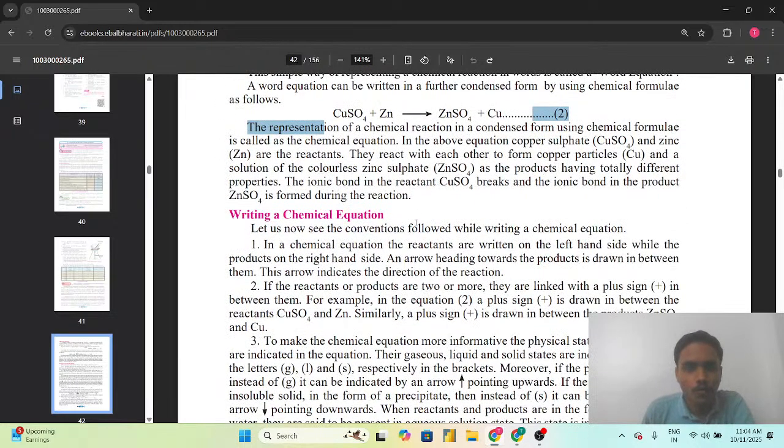So let's see forward. The representation of a chemical reaction in a condensed form using the chemical formula is called a chemical equation. In the above equation, copper sulfate CuSO4 and the zinc dust Zn are the reactants. They react with each other to form the copper particle Cu and the solution of the colorless zinc sulfate ZnSO4 as the products having totally different properties.